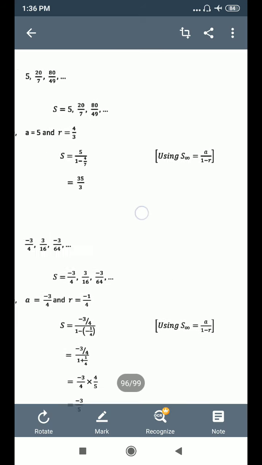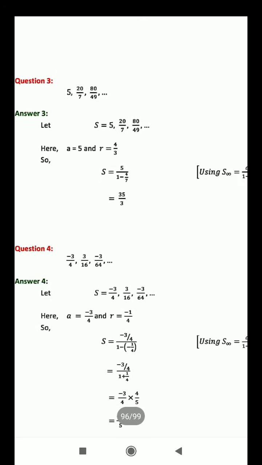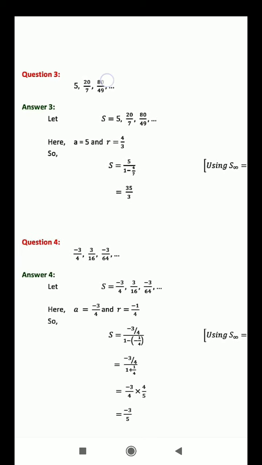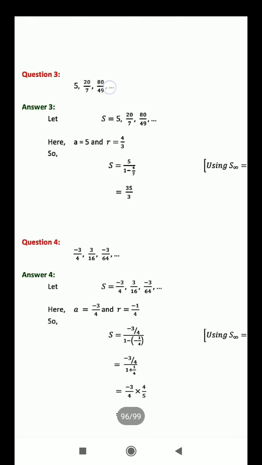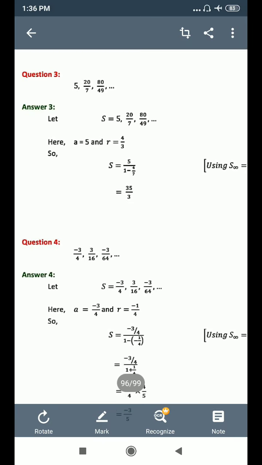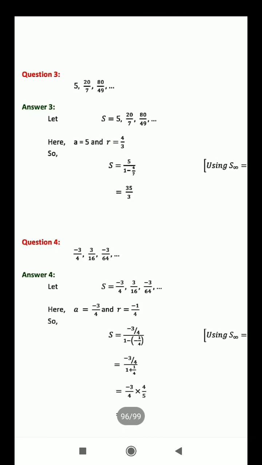This is question number 3. The series given is 5, 20 by 7, 80 by 49 and so on. Again you have to find the sum of infinite terms. The term given at first place is called the first term. To get the common ratio you either divide the second term by the first or the third term by the second. 20 by 7 divided by 5 will be equal to 4 by 7. Earlier I said 4 by 3, which is wrong, just a minute. It is 4 by 7.